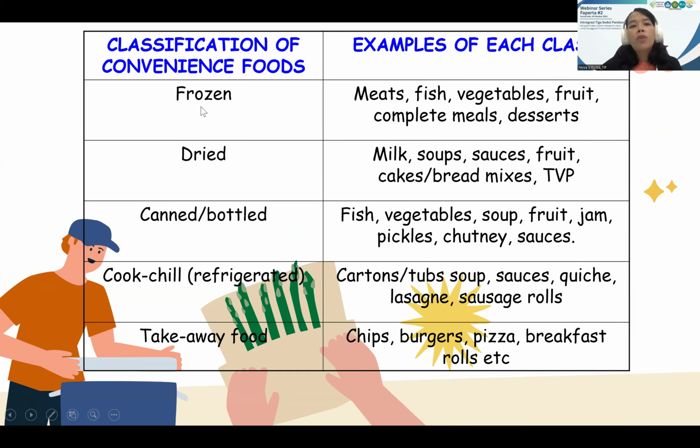For example, frozen food is like meat and fish, and dried food like milk, soup, sauces. For canned or bottled food, for example, fish, vegetables, jam, sauces. For cooked and chilled refrigerated food, the sauces, rolls, and takeaway food like chips, burger, pizza, and so on.